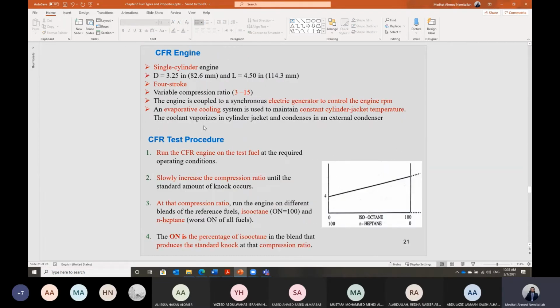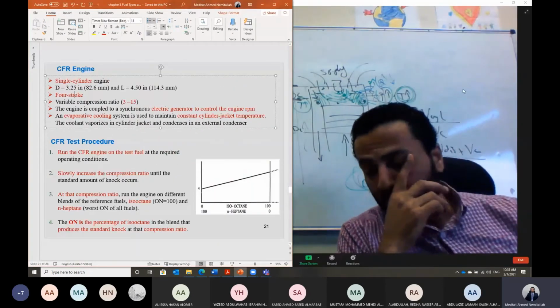So this CFR engine consists of a single cylinder. It is a single cylinder engine. The bore, or the diameter of the piston, is about 3.25 inch, and the stroke is about 4.5 inch. This engine is a 4-stroke engine, and it has variable compression ratio. How can we vary the compression ratio of the engine?